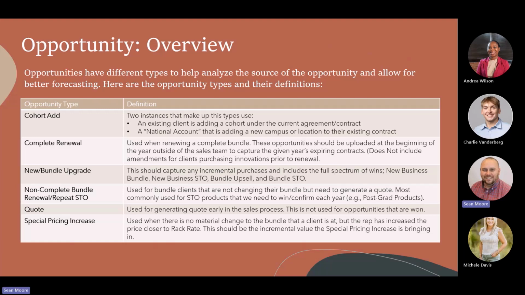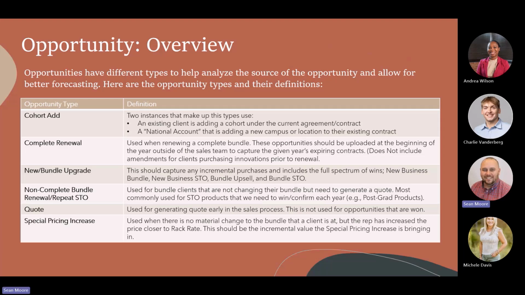You would use this. So complete renewals, that's just exactly what it means. It's a complete bundle that is just being renewed. Keep in mind, this does not include any amendments for current contracts that are outside of the contract. So like if they're purchasing a new innovation on top of the complete, that amendment would not be this, it would be the new bundle upgrade.